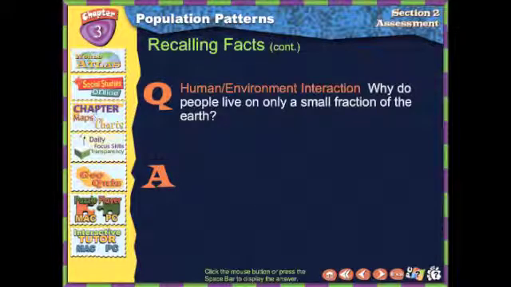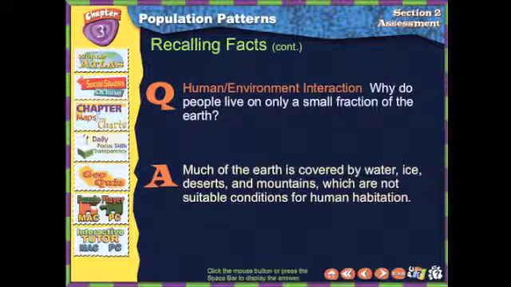Review question. Why do people live on only a small fraction of the Earth? This has to do with human-environment interaction, how we deal with the world around us. So think about it. Do you know the answer? Much of the Earth is covered by water, ice, deserts, and mountains, which are not suitable conditions for humans to live on. That's why people live on only a small fraction of the Earth. If you got it, good job.